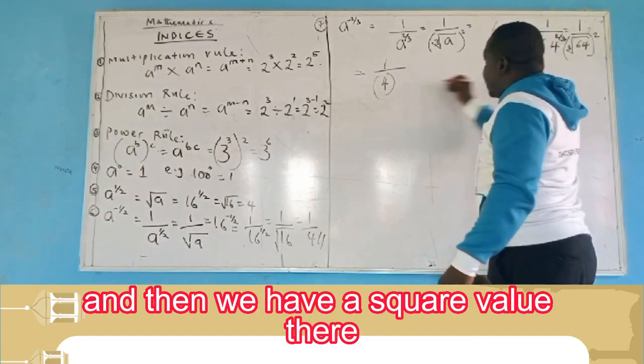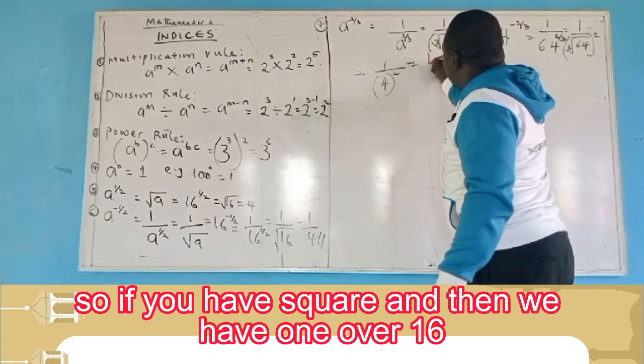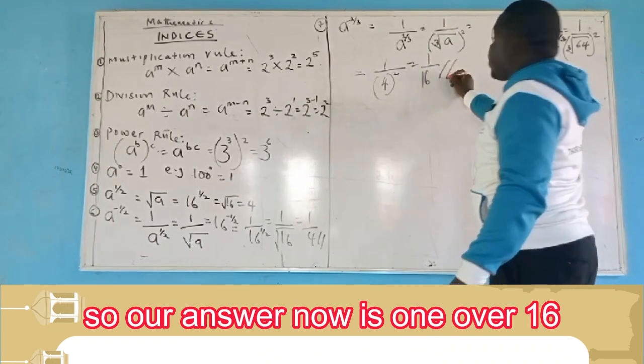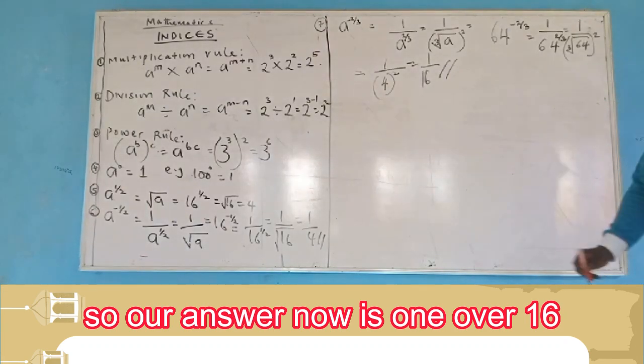And then we have the square right there. So if you have square, and then we have 1 over 16. So our answer now is 1 over 16.